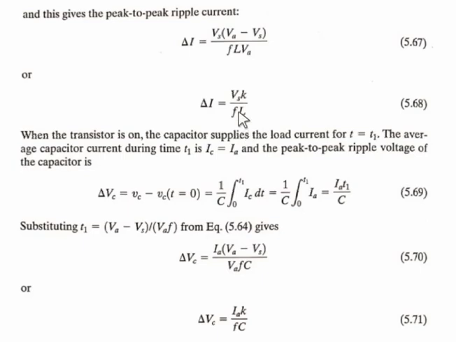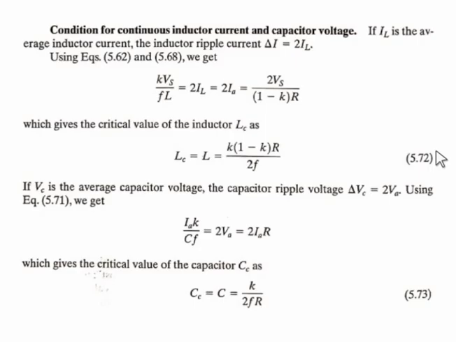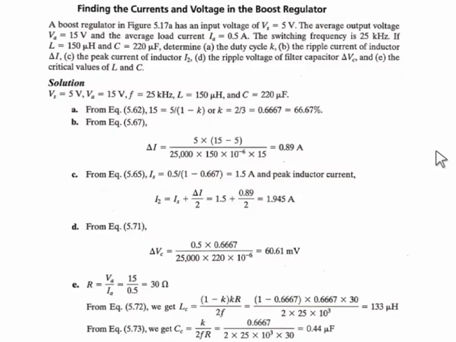And second one is the ripple current in the inductor, delta I. So delta I equal to Vs K divided by F L. Vs equal to 5, K equal to 0.667, divided by F, 25 kilohertz, L is 150 microhenry, so it is 150 times 10 raised to minus 6. So by solving this equation we get 0.89 ampere.